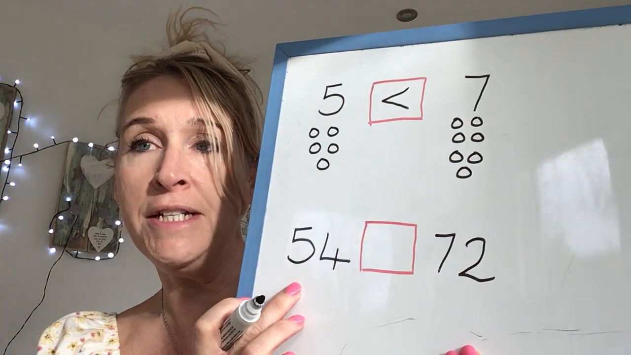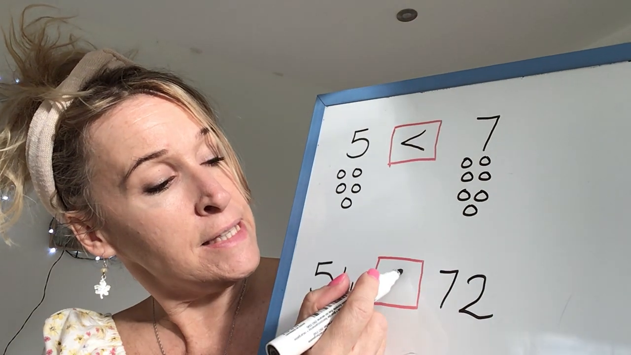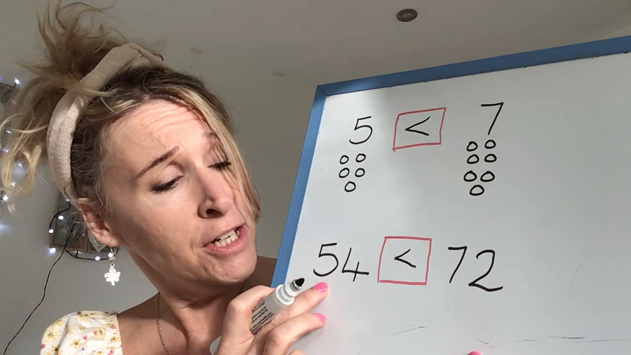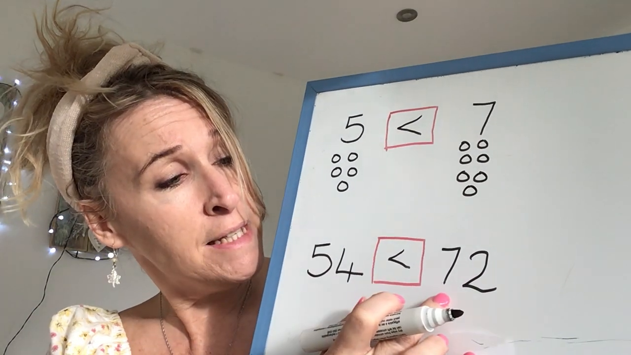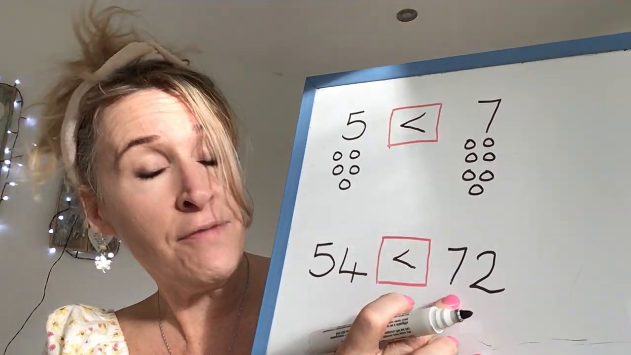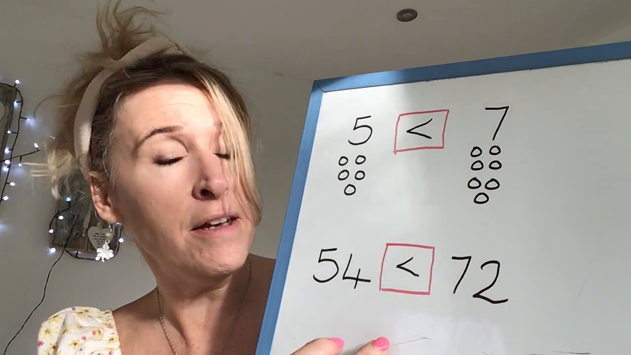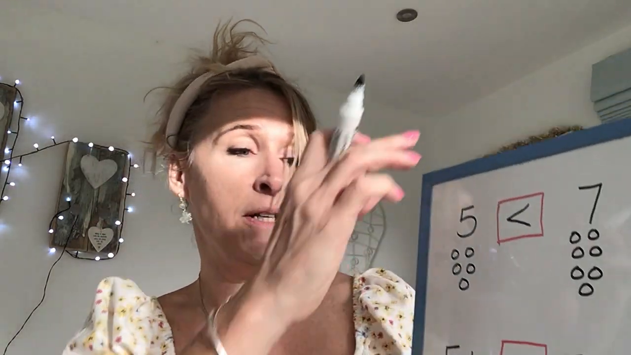Then we get on to 2-digit numbers, and 54 is again less than 72. And hopefully in year 1, children are starting to be able to explain that 54 is less than 72 because 72 has more tens. So that's the language we're hoping they're going to use, the place value language of tens and ones.